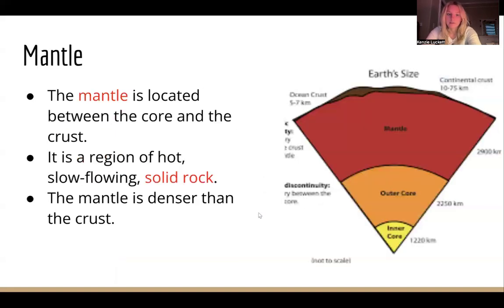Okay, now we're going to talk about the mantle. So the mantle is located between the core and the crust. And this is a region of hot, flowing, solid rock. And the mantle is denser than the crust. So all these particles are packed tightly together. There's a lot of matter in the mantle. It is way denser than the crust. And even though the material within the mantle is slow flowing, it doesn't mean it's a liquid. The mantle is solid.